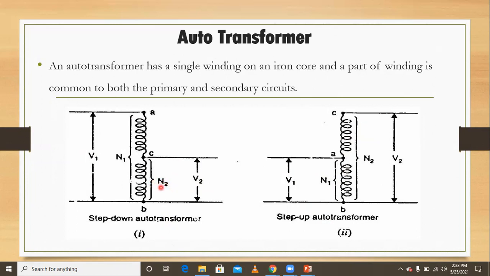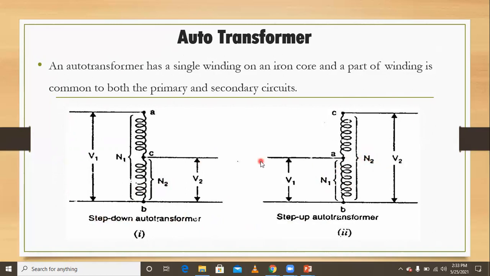You can say that this is called step-down and this is called step-up. Here the number of turns in the secondary winding is less. That's why it is called a step-down transformer. Here the load is connected, and the number of turns on the secondary side is less, so it's called a step-down transformer. Here, the number of turns on the secondary side, N2, is more than the primary turns N1. That's why it's called a step-up transformer.